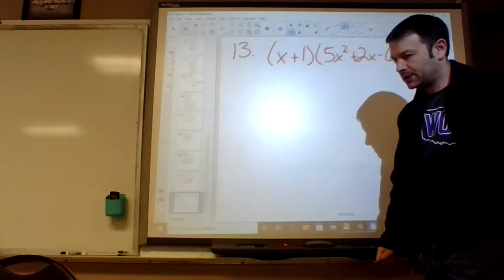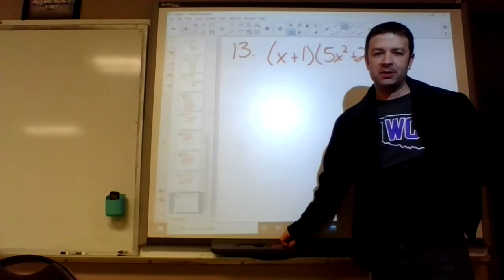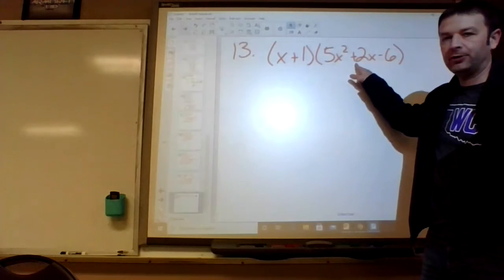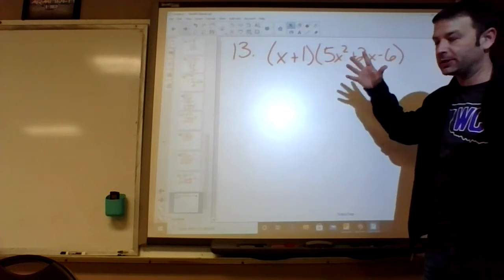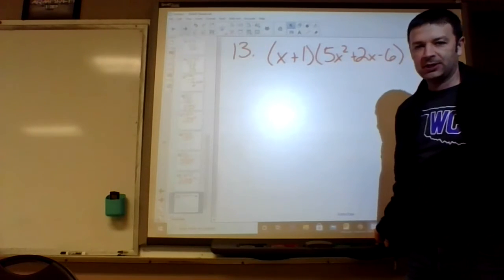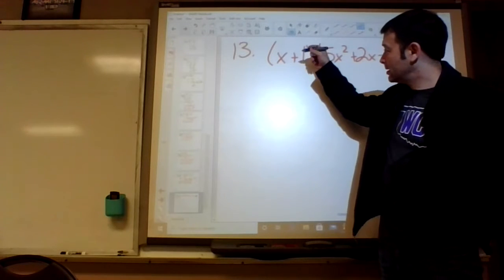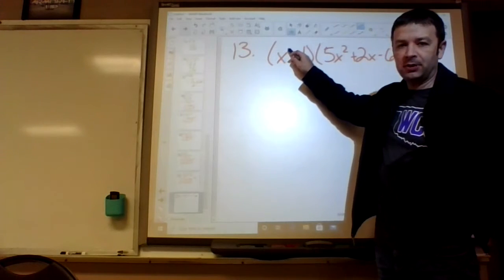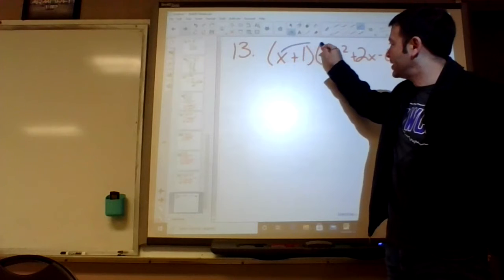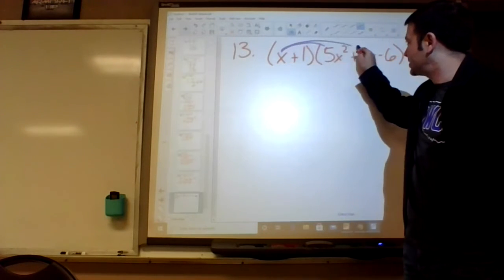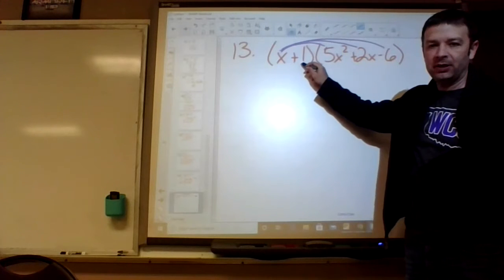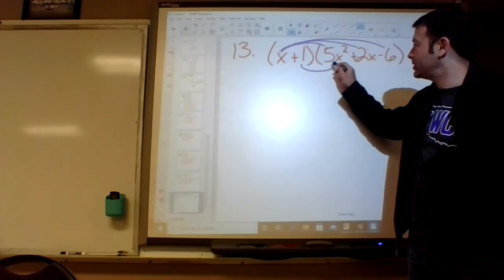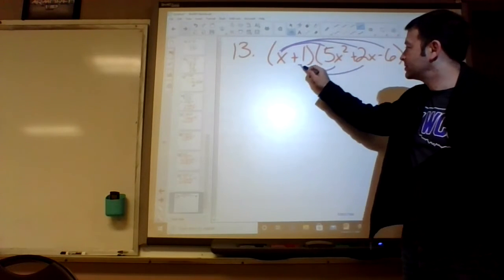Okay, this is not a FOIL problem because there are 3 terms in this second polynomial. So you can't do first, outside. Really, all we're doing is kind of like the double distributive property. X needs multiplied times all 3 of these things in the parentheses, and the 1 needs multiplied times all 3 of these things.